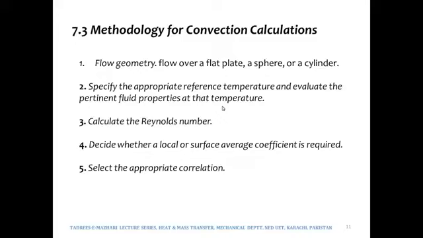So we would be calculating the fluid properties at that particular reference temperature, and then we would be calculating the Reynolds number, and looking at the Prandtl number from the table. Then we need to decide whether a local or a surface average coefficient is required. And then this is the most important point, as I was discussing earlier as well, that we need to select the appropriate correlation.